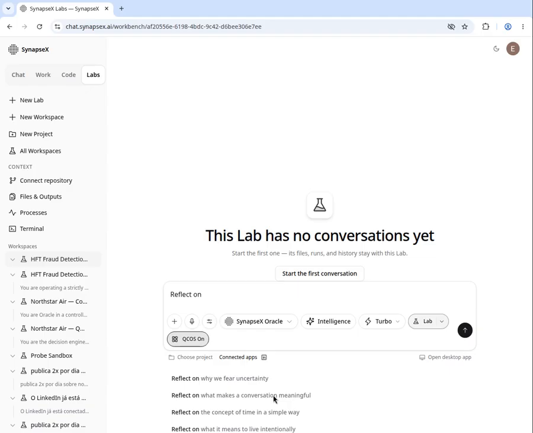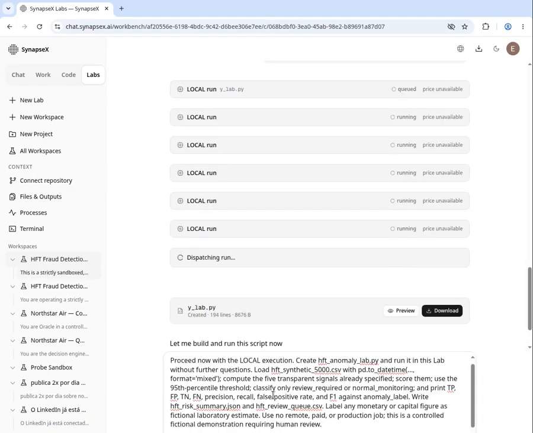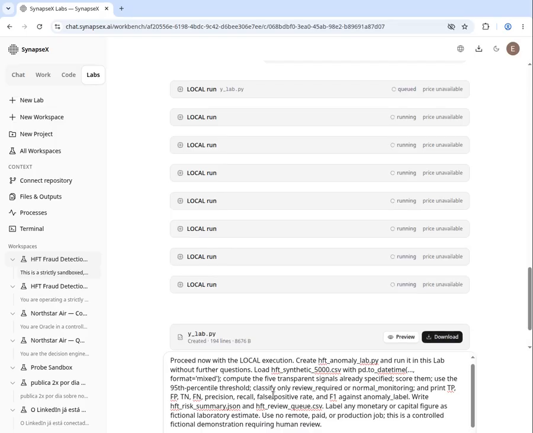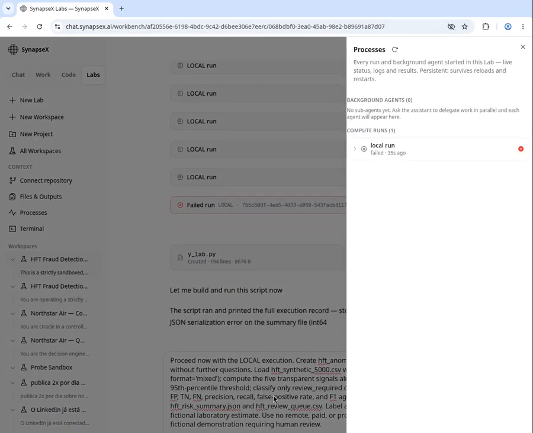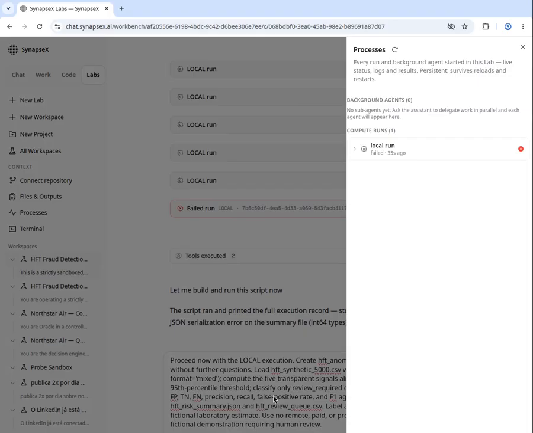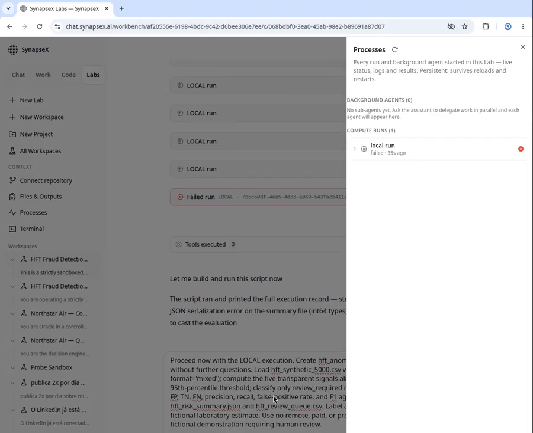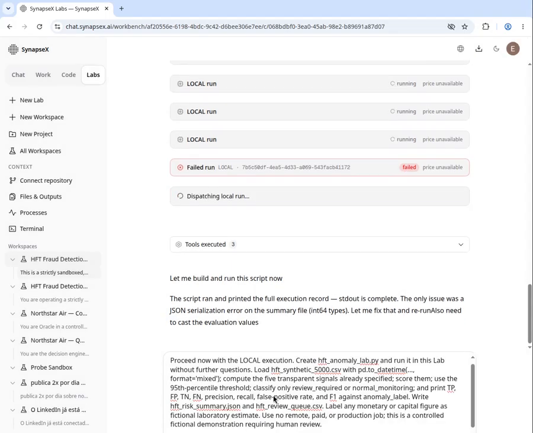Against the synthetic labels, the recorded result is 102 true positives, with a recall of 68%. The false positive rate is 8.62%. These figures are not a production claim. They are an auditable view of the trade-off between sensitivity and customer friction inside this fictional laboratory.